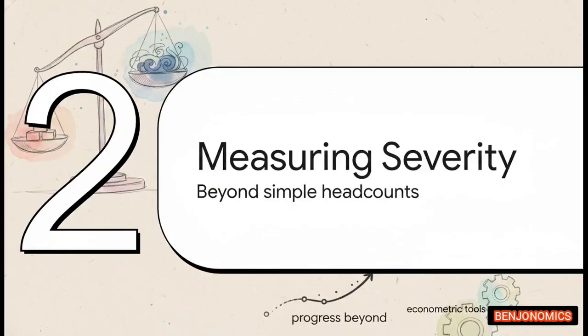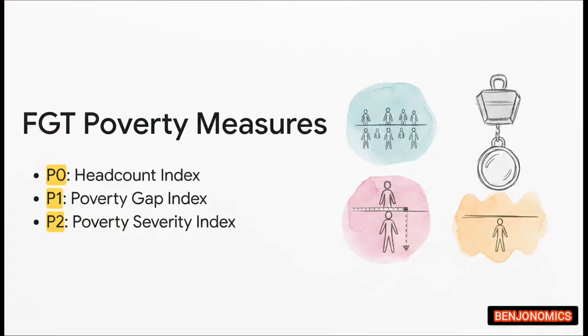Moving right along to Section 2, Measuring Poverty and Severity. Okay, this is where it gets really fascinating. We are moving beyond just doing a simple head count to actually measuring the depth of poverty. Economists use the Foster-Greer-Thorbecke or FGT class of measures for this. It introduces progressive mathematical complexity. So P0 is just your basic headcount index, the simple proportion of people below the line. P1 is the poverty gap index, which measures the depth of poverty by looking at how far below the line individuals fall.